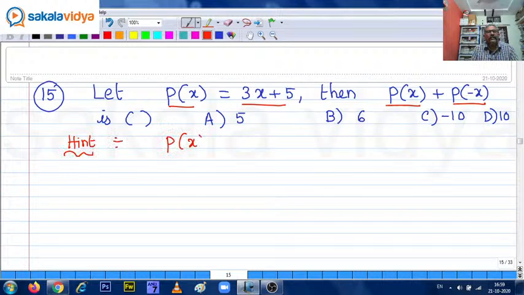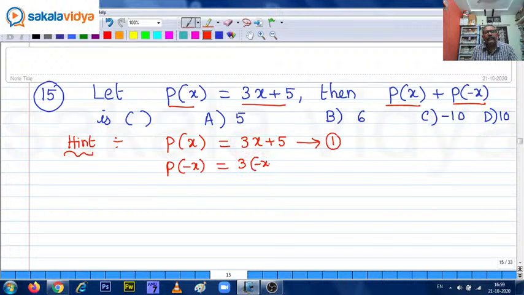Here P of x equals to 3x plus 5 given. Say equation 1. Find P of minus x. That means in the place of x, write minus x: 3 into minus x plus 5. This becomes minus 3x plus 5. Say 2. So adding 1 and 2. Therefore P of x plus P of minus x.